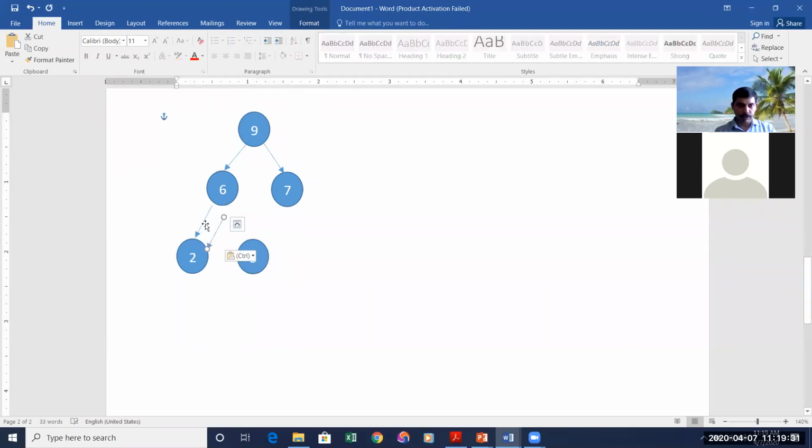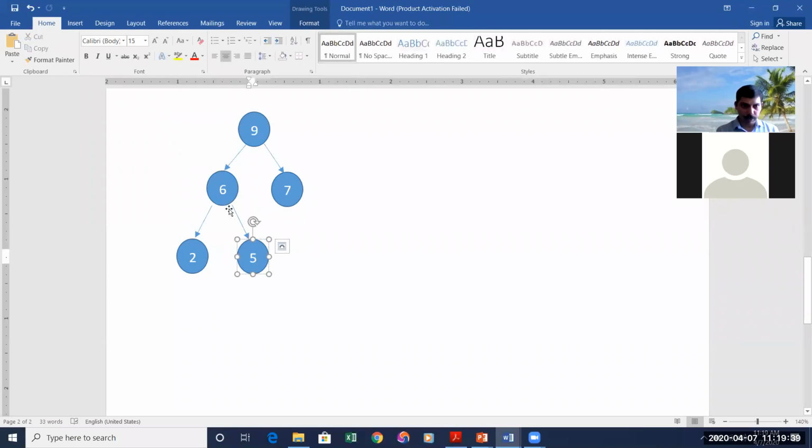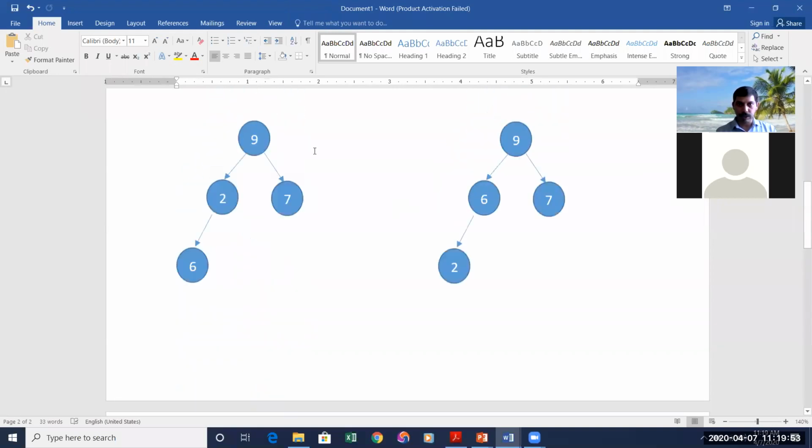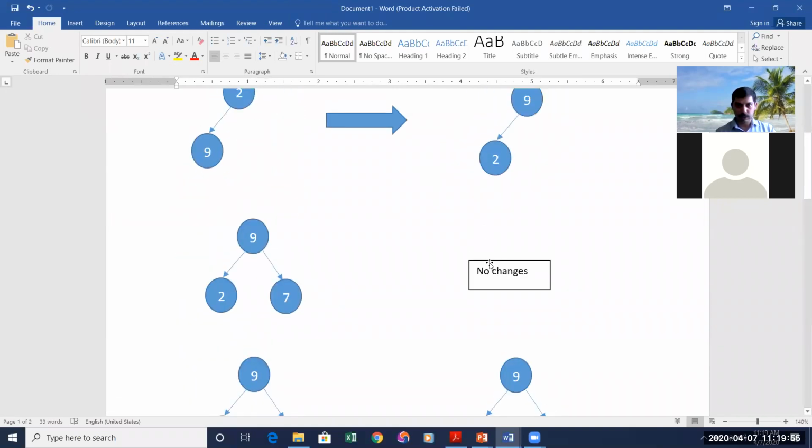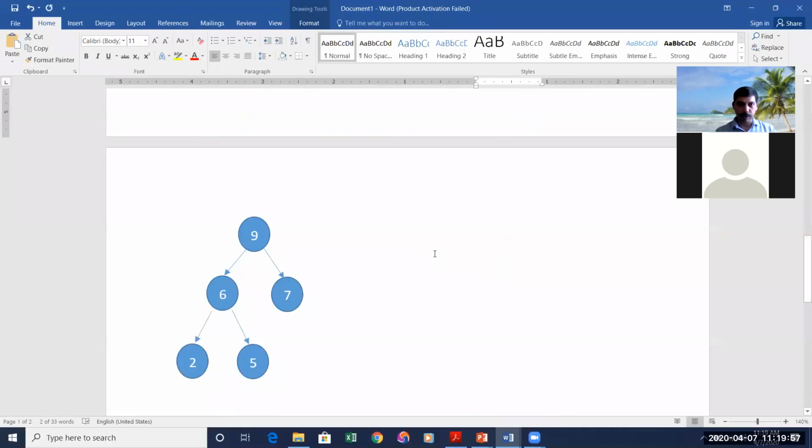After putting 5, you have to check whether the parental dominance holds. 5 compare with its parent. So 5 is lesser than its parent. Sorry, yes, 5 is lesser than its parent. Therefore, no changes to be done, and this 5 is in the correct position. What next? There is no changes. Once again, here there is no changes. Parental dominance holds here.